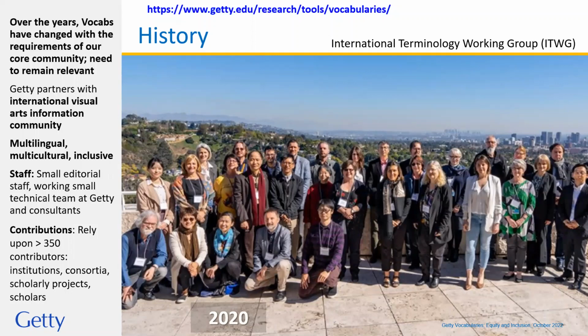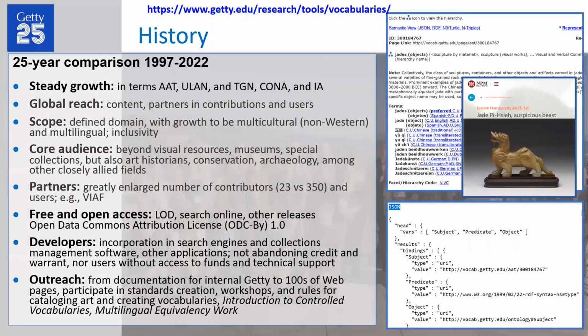The Getty partners with international visual arts information communities who all have the same goals: to make the vocabularies multilingual, multicultural, and inclusive. At the Getty, we have a very small editorial staff, and we work with a very small technical team and consultants such as OnToText. So we rely primarily on the contributor community for growth. And these are institutions and consortia for the most part, but also more and more scholarly projects and individual scholars.